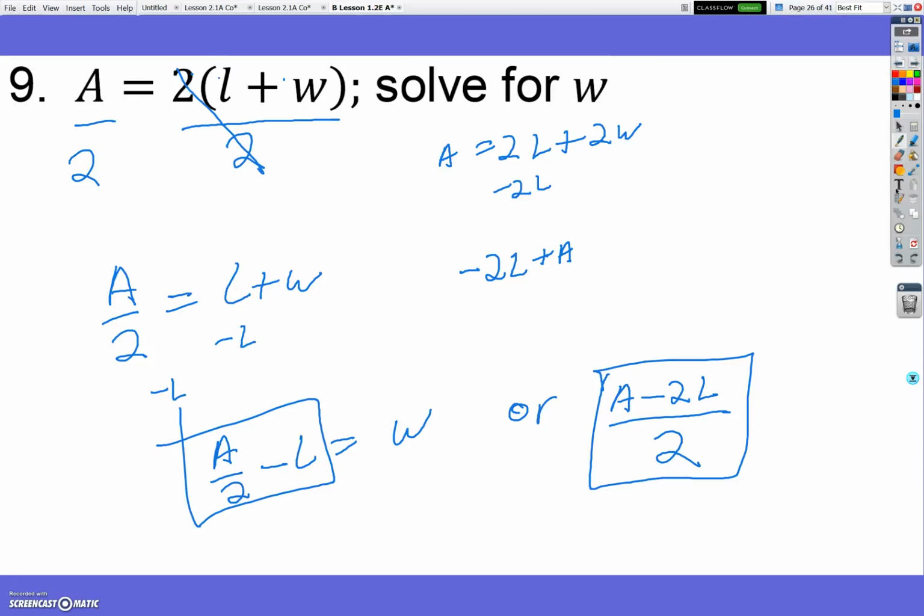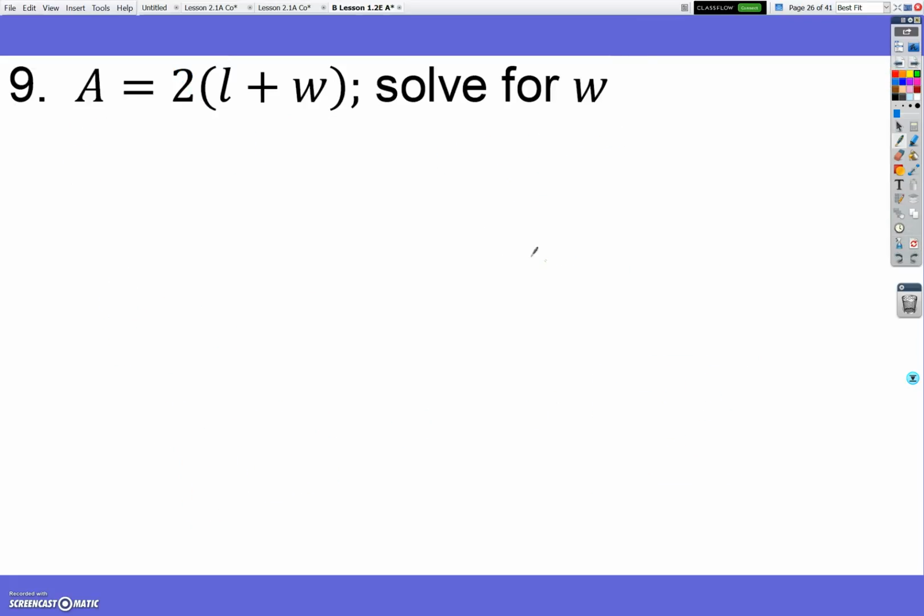Alright, now let's look at number 9. Now there's two ways to solve this. This is kind of like the Oliver Queen example and Sarah. Students tend to distribute, so I will show you how to distribute first. So I'm trying to get this w by itself. And I'm left with a equals 2l plus 2w. Now, I need to get rid of this positive 2l. So I would minus 2l on both sides.